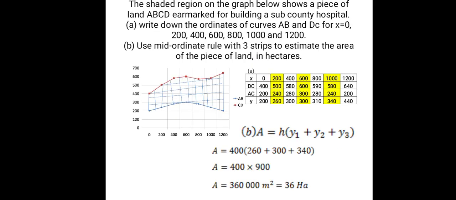The shaded region on the graph below shows a piece of land ABCD earmarked for building a sub-county hospital. Write down the ordinates of curves AB and DC for x = 0, 200, 400, 600, 800, 1,000, and 1,200. Use the mid-ordinate rule with 3 strips to estimate the area of the piece of land in hectares.